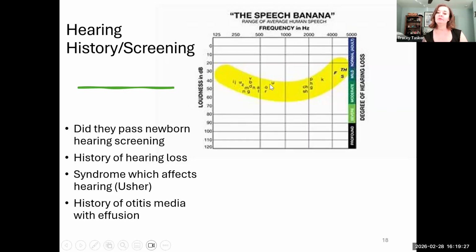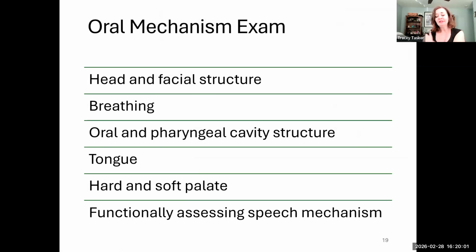So this is important. We have our little speech banana here, which shows that even a very mild hearing loss can affect some of these sounds. So a parent may say, oh, my child had many ear infections, they had to have tubes put in their ears, but we didn't pick up on it until they were older. That's going to be really helpful because you're going to be fine-tuning your listening ear for the sounds that would be most affected by it.